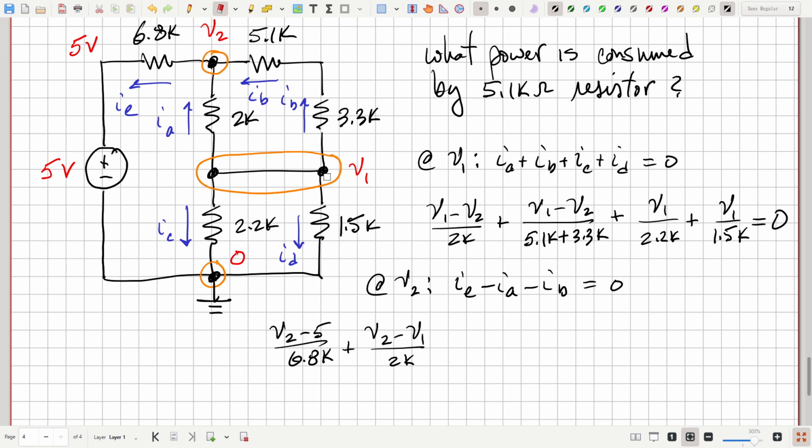And then this current, well, V2 minus V1 over 5.1 plus 3.3K, which is just the negative of that term right there. So that's V2 minus V1 over 5.1K plus 3.3K, and that equals 0. So here's where the voltage source term comes in.